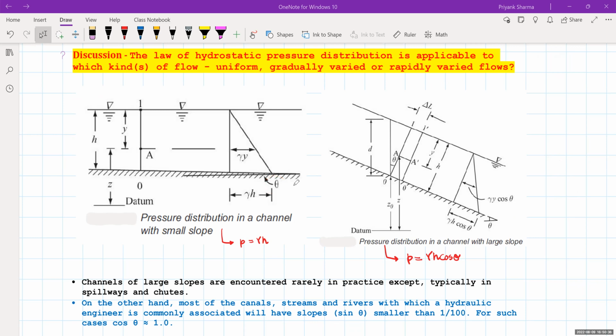If sine theta is very small, then your cos theta will be 1, because if sine theta is small, that angle will be closer to 0 degrees. Since sine 0 is 0, cos 0 becomes 1. That is why for very small angles you can use this equation, taking theta as very close to 0, and then you get cos theta as 1. So that is the difference between the pressure when you are taking a channel with a small slope as well as a large slope.